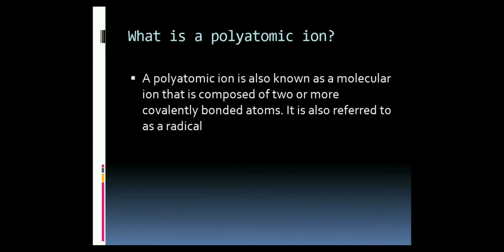Talking about polyatomic ions, a polyatomic ion is also known as a molecular ion that is composed of two or more covalently bonded atoms. It is referred to as a radical.